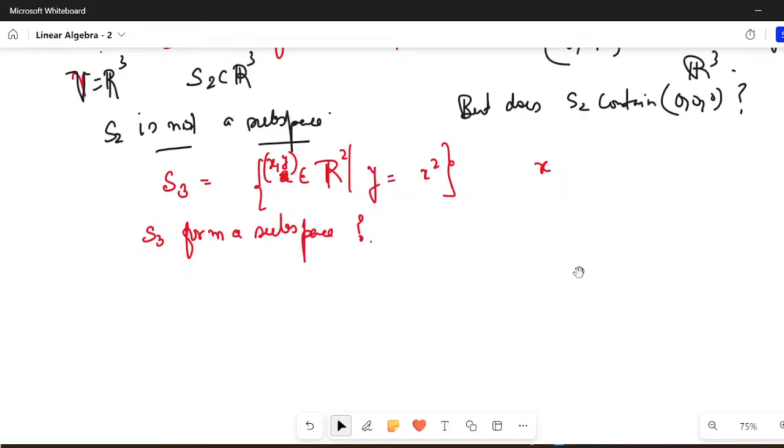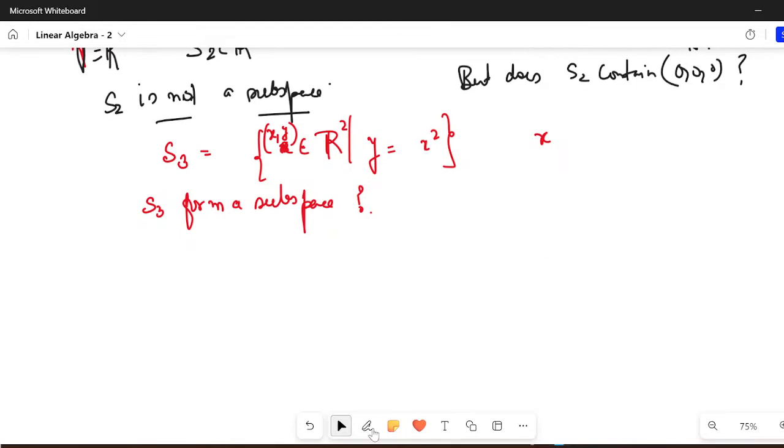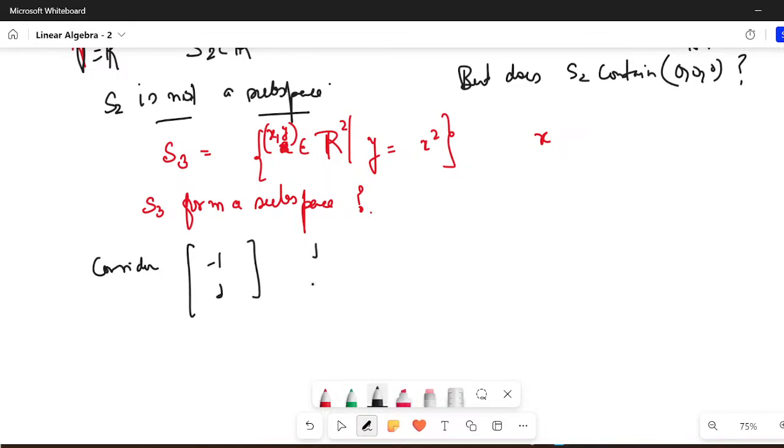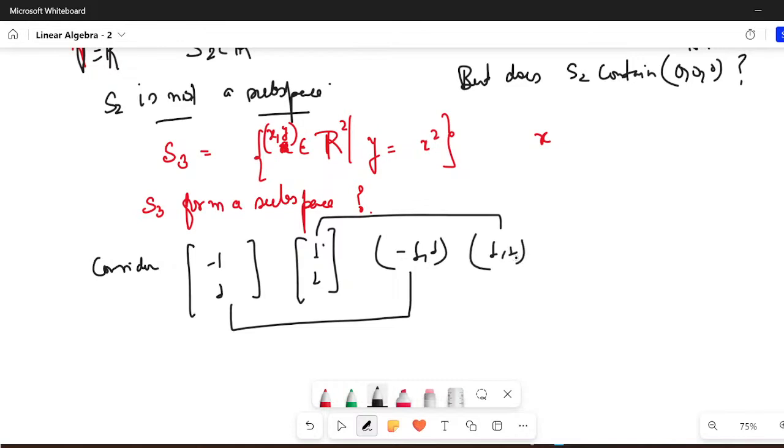So let us take an example and try to understand. At times, whenever you are in difficulty, take a counterexample and reject the option. So consider two vectors, (-1, 1) and (1, 1). You can see that both of these vectors satisfy this relation. Writing it this way or that way is one and the same thing. Your x is 1, so y is 1. Your x is -1, and y would be (-1) square, which is 1. So both of them belong to S3.